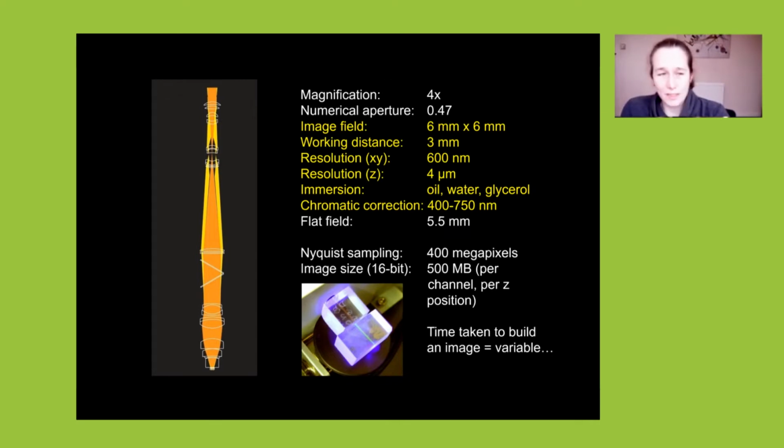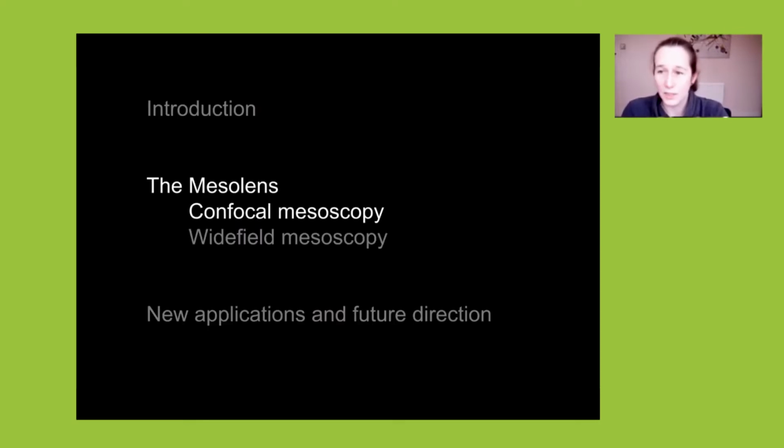All of this comes at the cost of rich data, and rich data means large file sizes. So when we consider a single 2-dimensional image taken across roughly a 6 millimeter diameter field, it's around half a gigabyte. Then we throw in another couple of colors, and we get to 1.5 gigabytes. Then we think about the Z direction for Nyquist sampling. In the Z direction, we need 1,000 images, so that takes us to 1.5 terabytes, and that's with a fixed sample. That's why I say that the time taken to build an image is also variable, because we have 2 ways of acquiring data. One is confocal and one is wide field, and I'll go on to explain a little more about this now.